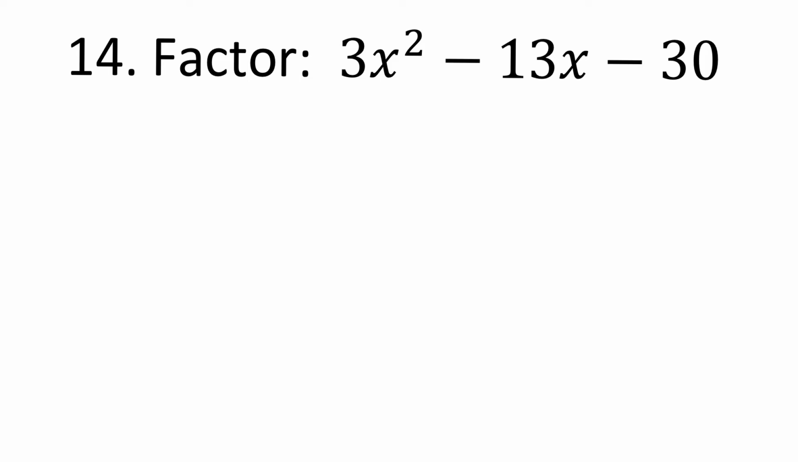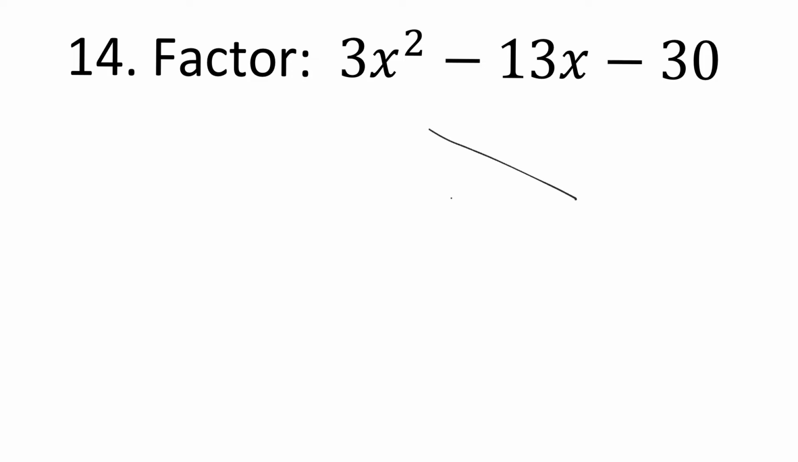14, it says factor again, and we have 3x squared minus 13x minus 30. Well, the a value, the number in front of the variable squared, is not 1. So we also have to check when we have the binomials if we can divide. And the middle term is negative, so we have to be careful with the signs. Also, the constant is negative. So always double check your signs. Be careful with the signs.